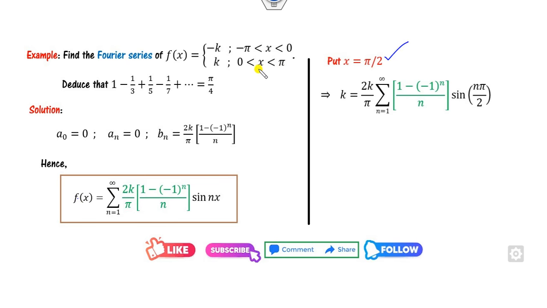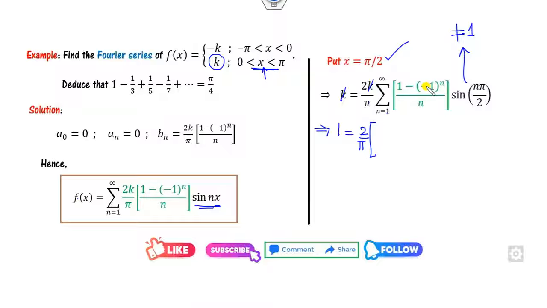What is the f of pi by 2? Pi by 2 lies here. Its value is my k. Fine. And sine n pi by 2. Again I say this number is not always 1. So you can substitute this value. So it's k and k will be cancelled out. I can say 1 is 2 over pi.